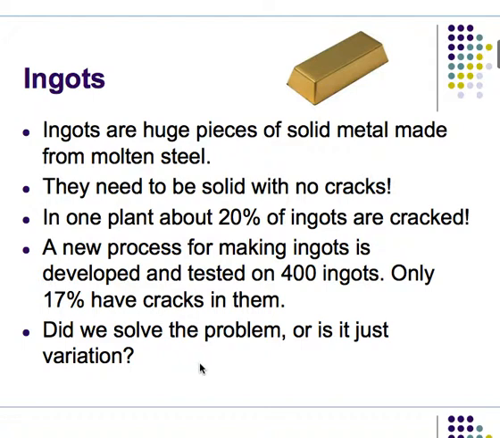So then the question is, did we actually solve the problem? Or is that just a variation and nothing really changed? So did we just pick a different sample? And you've heard us talk about that a lot in class. Okay, so do we know that we actually fixed it, or maybe not?